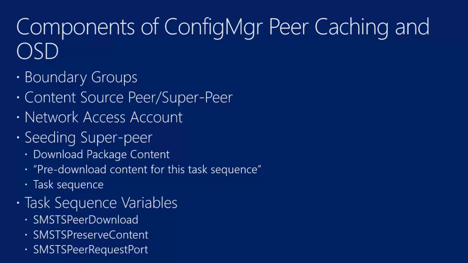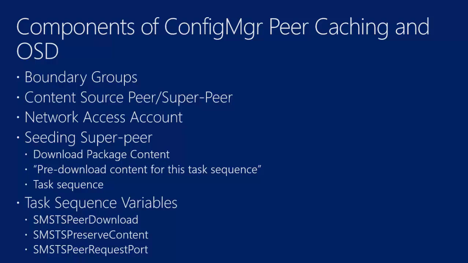Then finally, task sequence variables. The task sequence variables: SMSTSPeerDownload, SMSTSPreserveContent, SMSTSPeerRequestPort. The first one is required to enable the task sequence to look for a peer as a download source. The second one is a flag to tell an imaging system, hey, you've gone through the work of retrieving all this content. Why don't you just preserve that content in your client cache after you're done imaging, and then maybe you can be turned on as a super peer yourself and be able to serve that content for others, right?